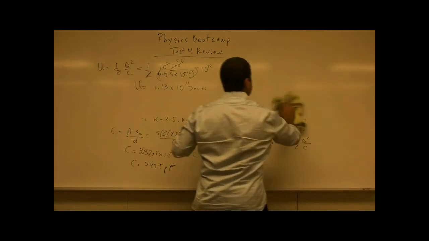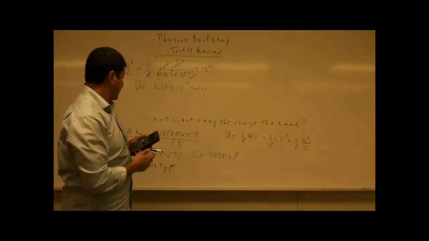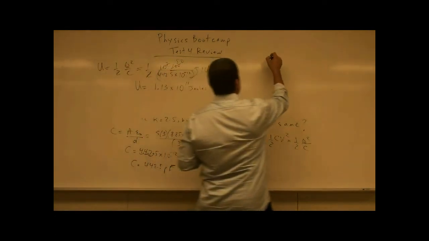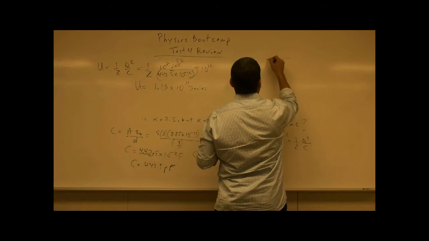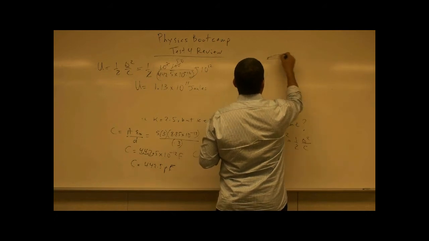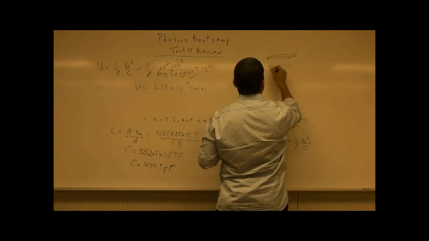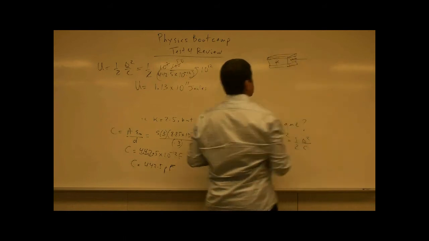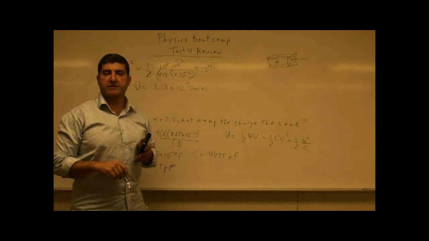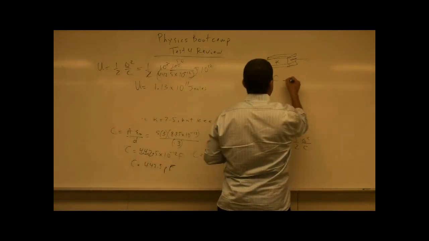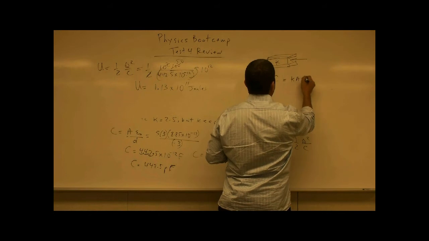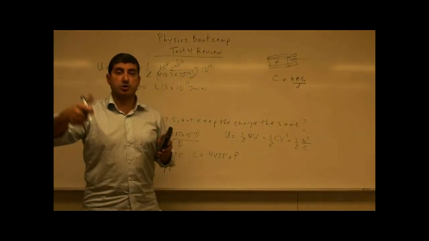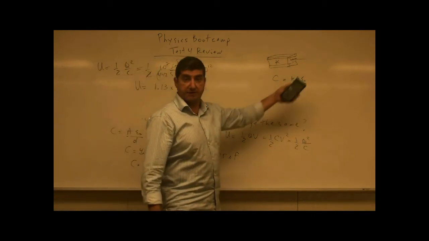What happens if you insert a dielectric in there? If it's still not connected to the battery source, let's say the capacitor is by itself, and if you insert the dielectric, the dielectric constant kappa is 2.5, what happens to its capacitance? Its capacitance is now kappa A epsilon naught over D. So the capacitance goes up by a factor of kappa, 2.5.